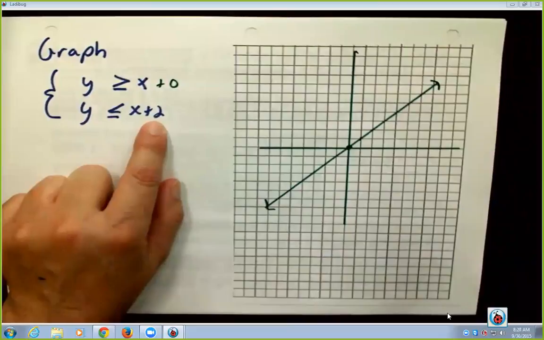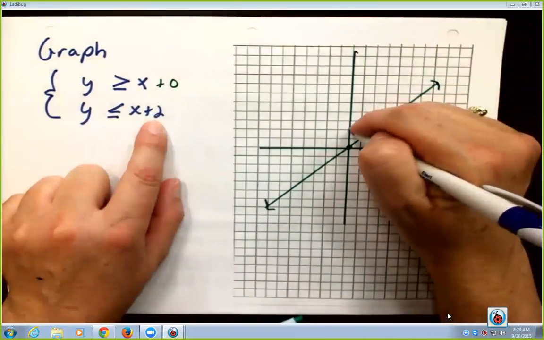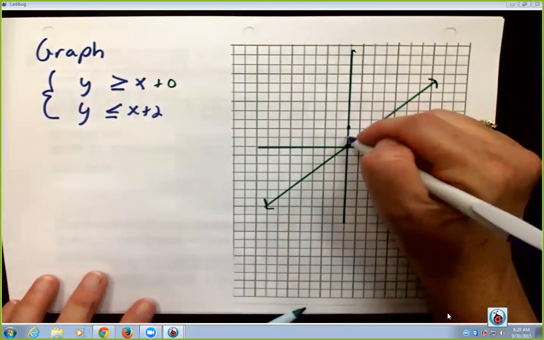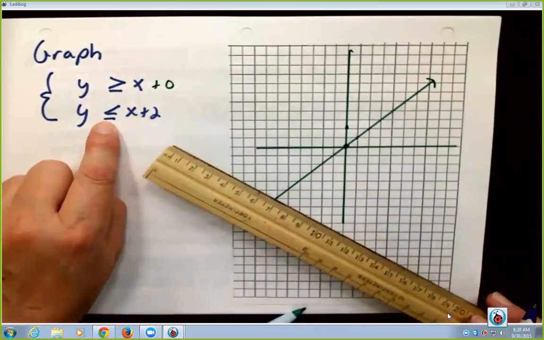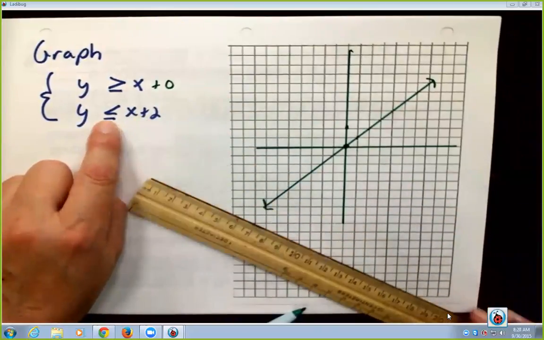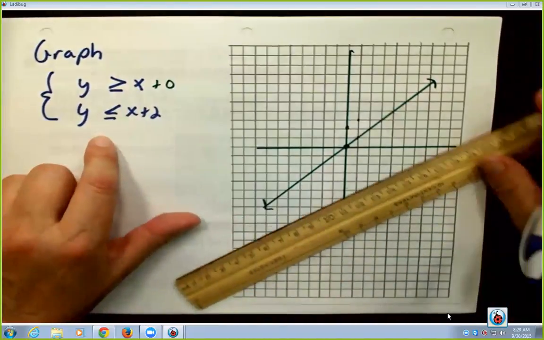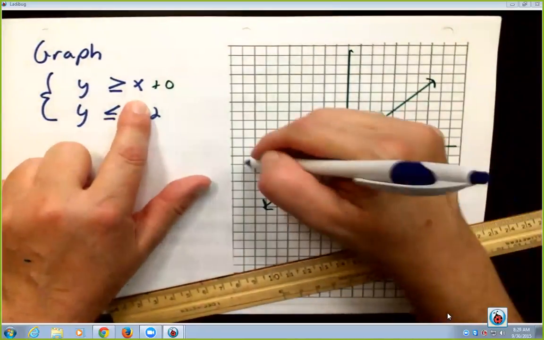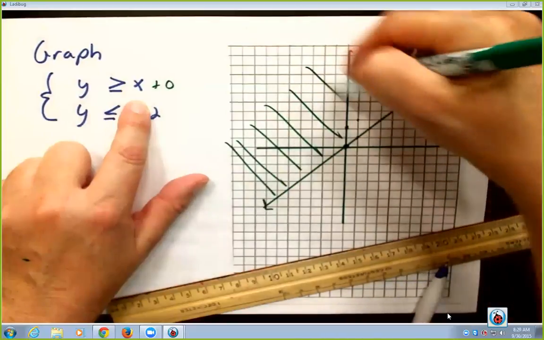The bottom one, intercept is 2. Slope says up 1 and over 1, sorry. It has an equals as well, but I've just got to get my shading in. So if I shade the top one, I'm going to shade above the line.